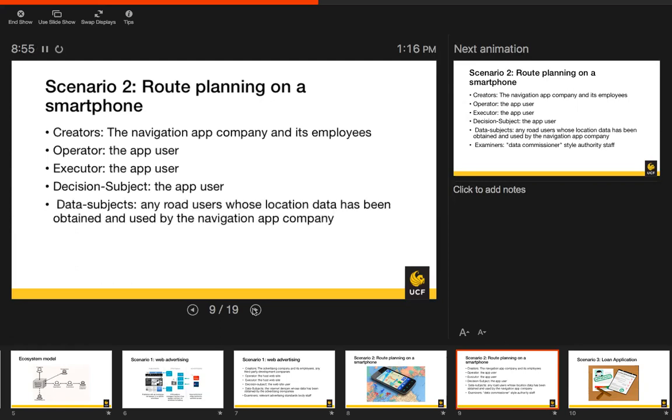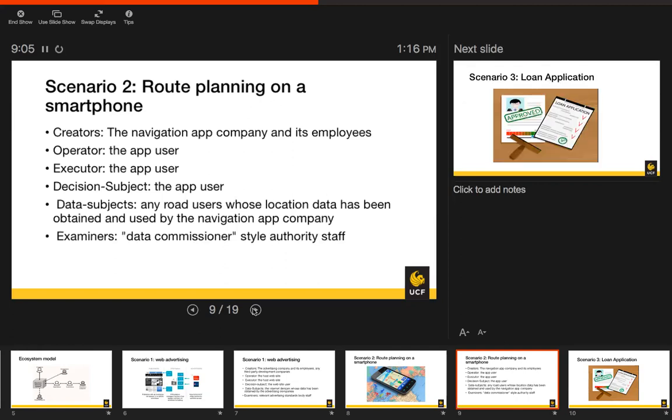Data subjects would be any road users whose location data has been obtained and used by the navigation app company. So the examiners would be the data commissioner style authority staff. Okay.